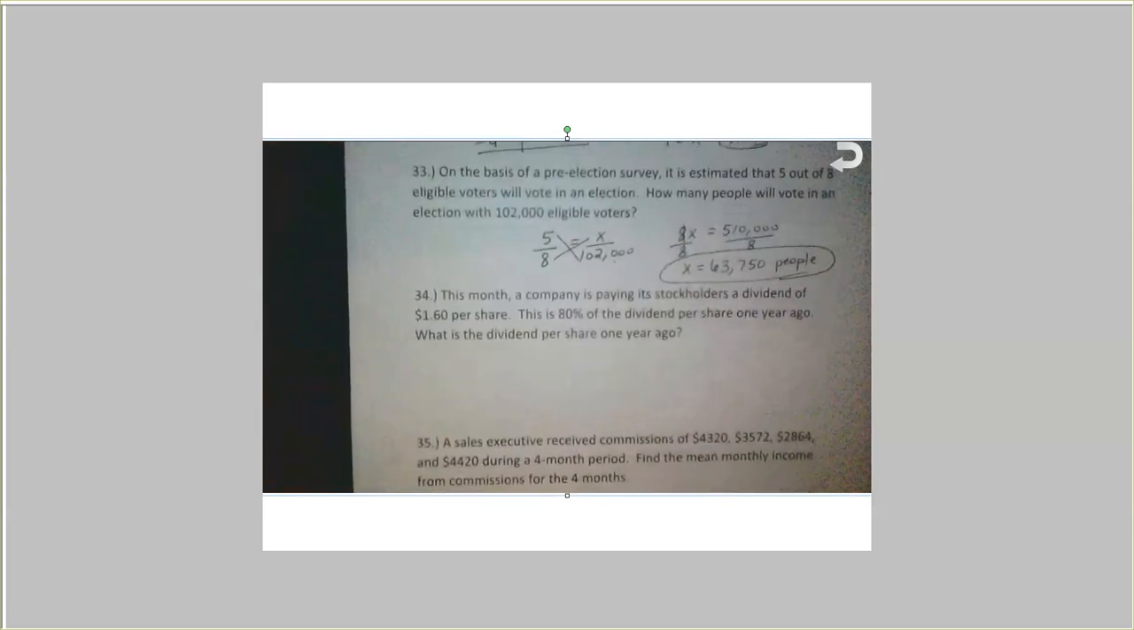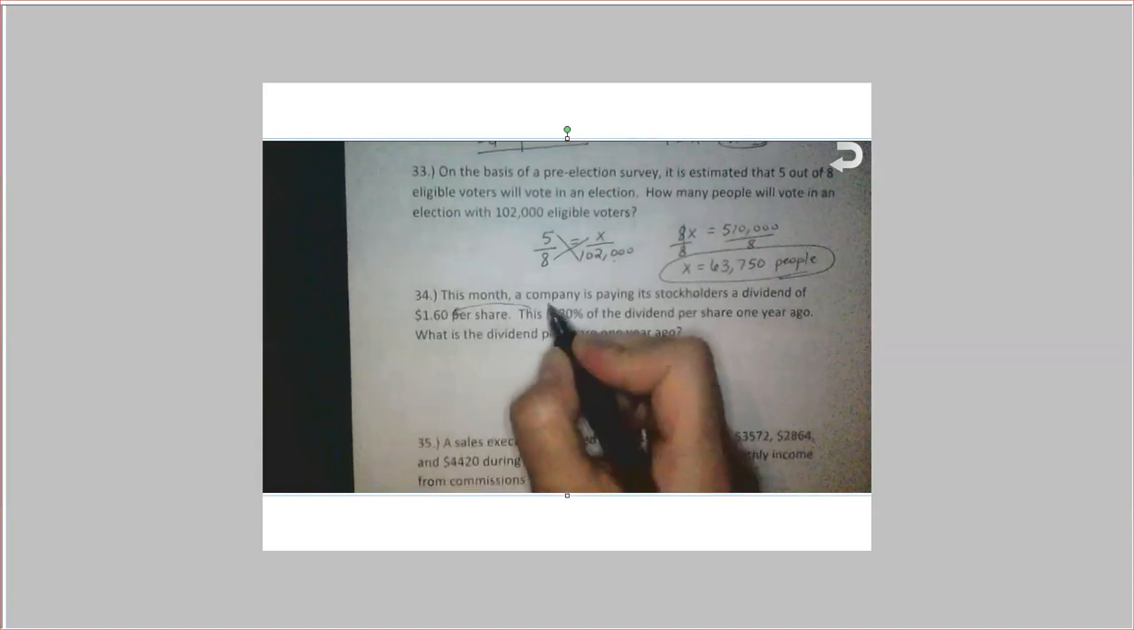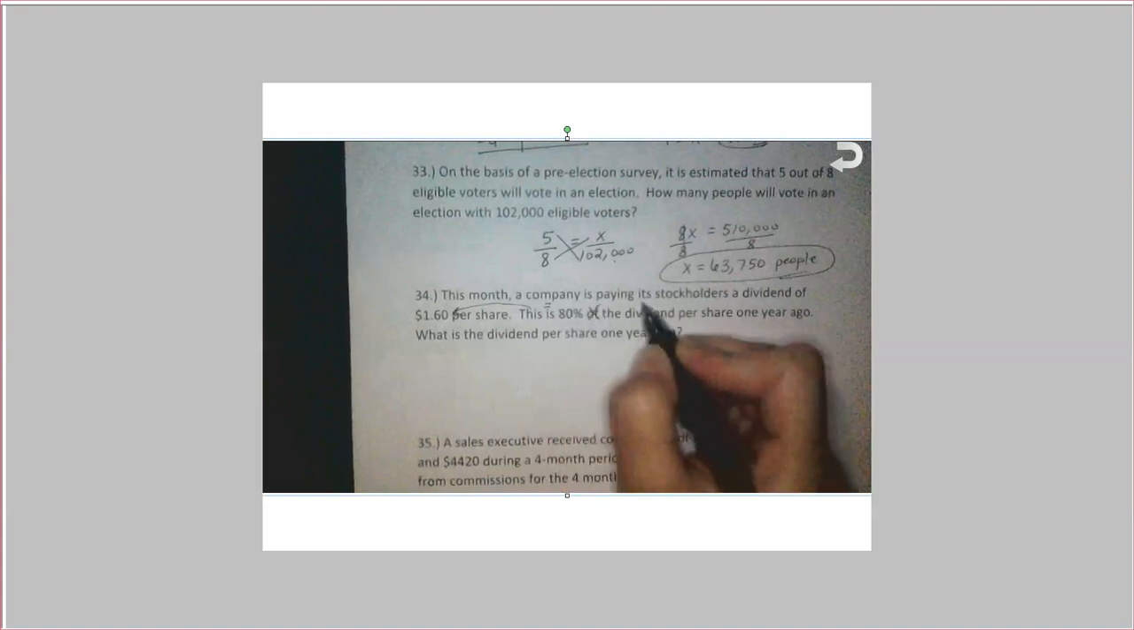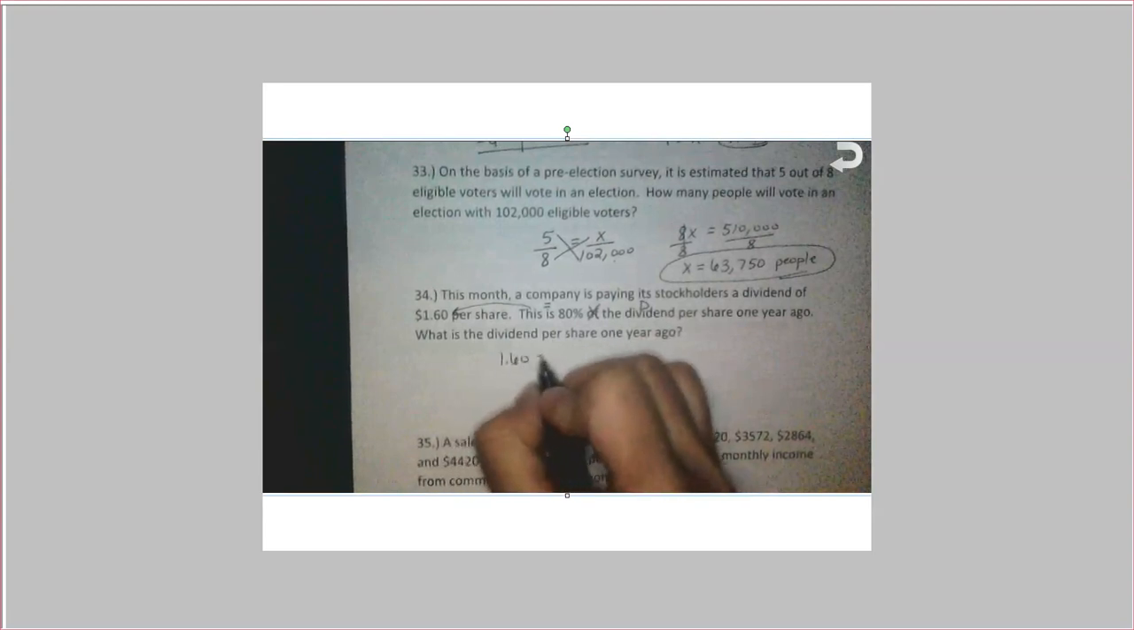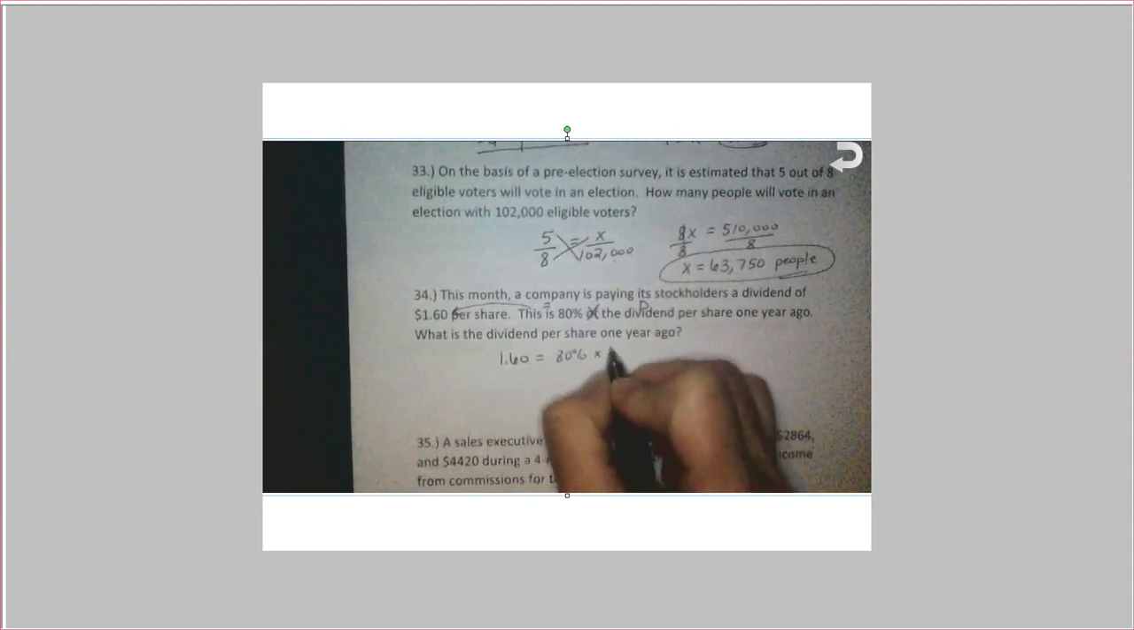Number 34, this month the company is paying its stockholders a dividend of $1.60 per share. This amount is 80% of the dividend per share 1 year ago. So what is the dividend per share a year ago? So I'm hearing the words is and of. So this number is 80% of that dividend per share. That's what I'm missing. That's the unknown right there, that dividend per share. So $1.60 is 80% of, choose your variable.